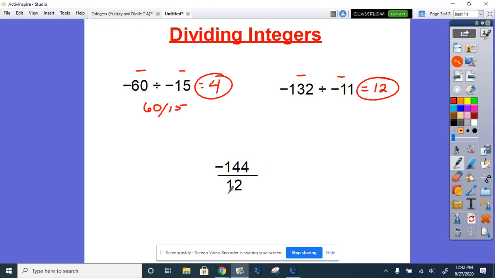Lastly, you may see division show up as a fraction, and that's okay. We know that fractions are just another way to express a division problem. So here I got to think, I have a negative number, I have a positive number, odd number of negatives here. My answer is going to be negative, and then 144 divided by 12 is 12.